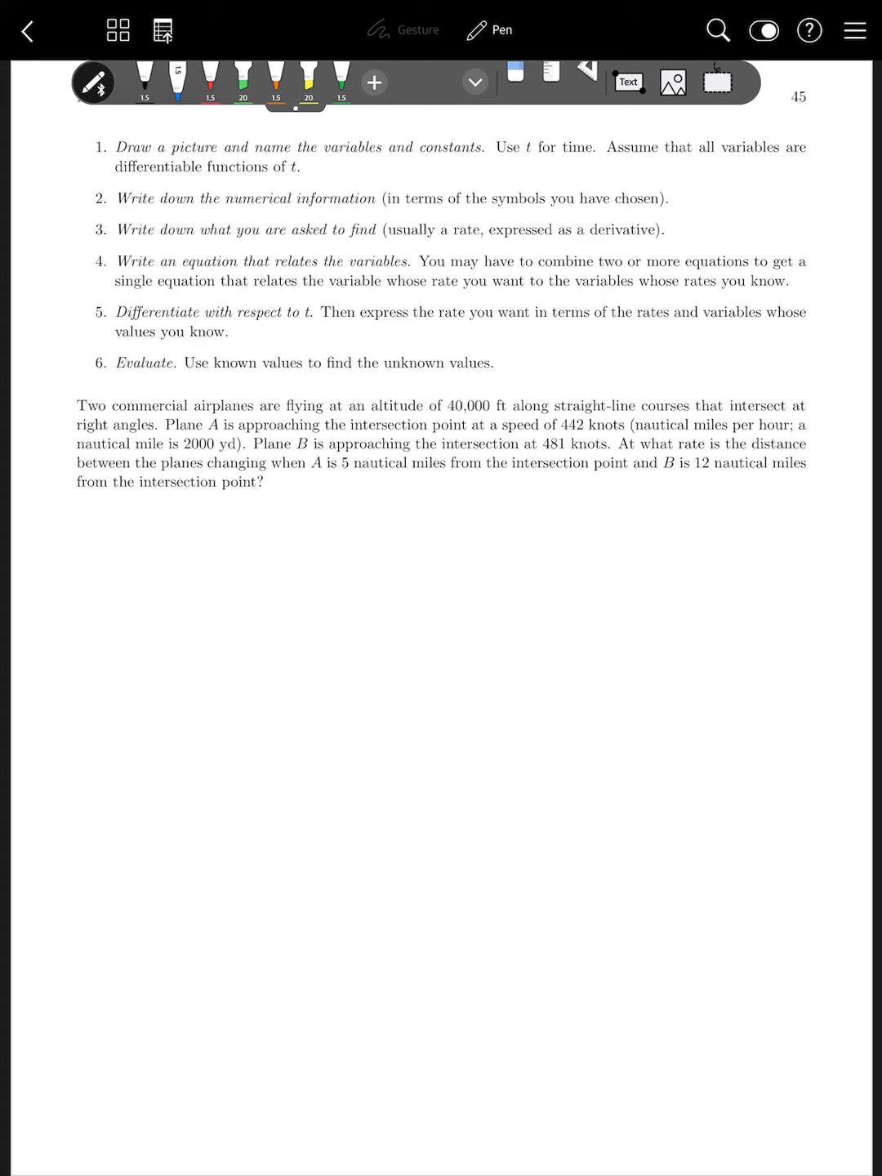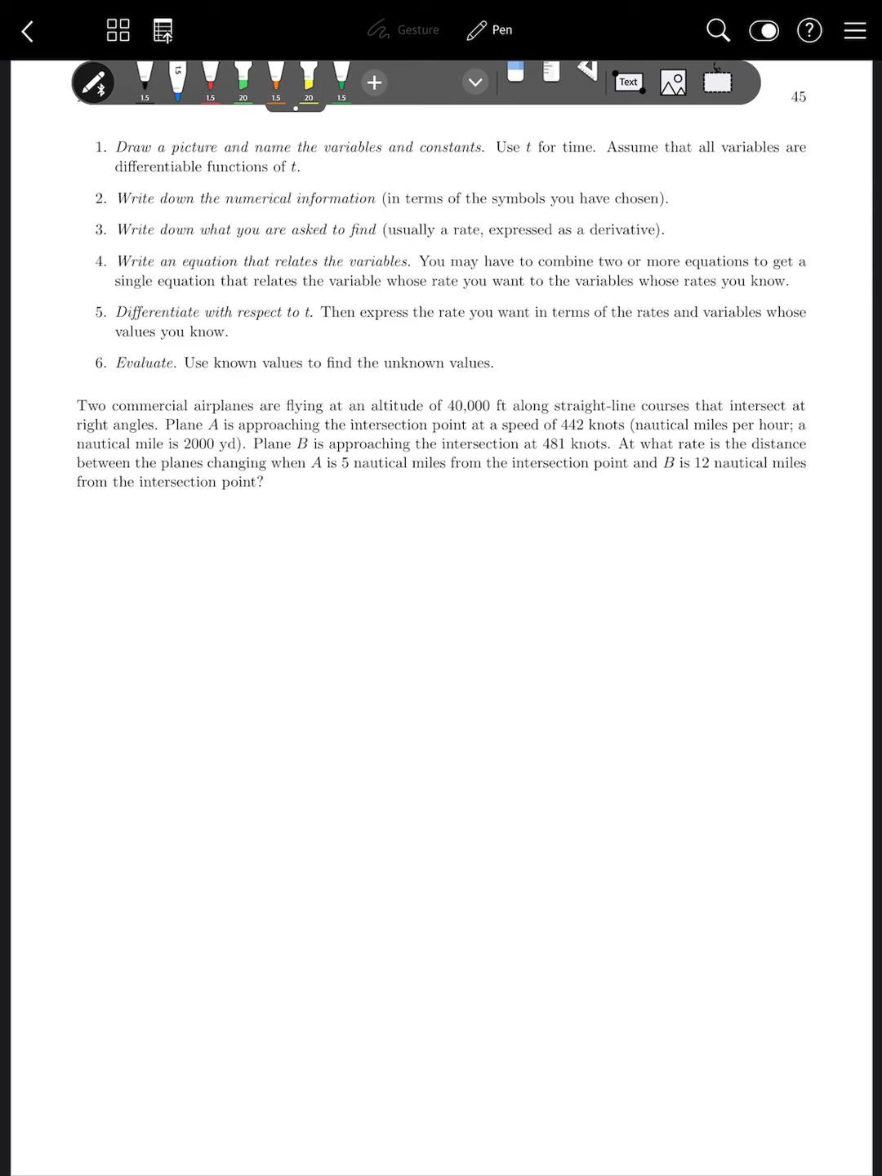Two commercial airplanes are flying at an altitude of 40,000 feet along straight line courses that intersect at right angles. Plane A is approaching the intersection point at a speed of 442 knots, which is just shorthand for nautical miles per hour, and a nautical mile is 2,000 yards. Plane B is approaching the intersection at 481 knots. At what rate is the distance between the planes changing when A is 5 nautical miles from the intersection point and B is 12 nautical miles from the intersection point?